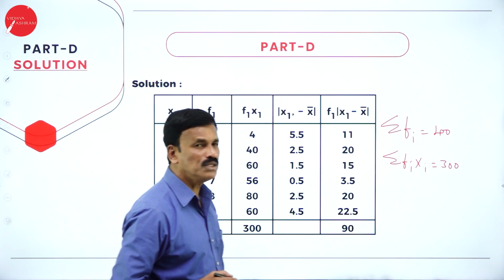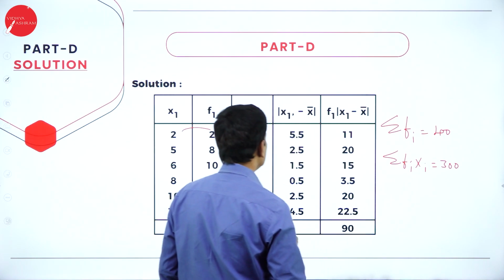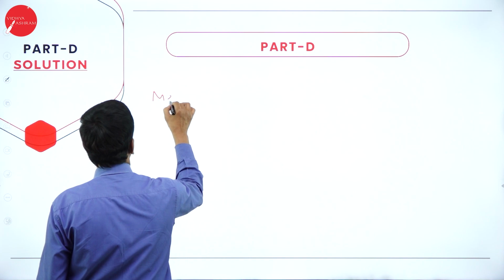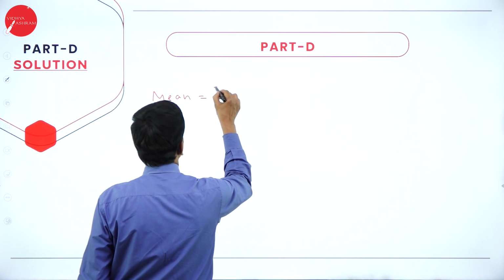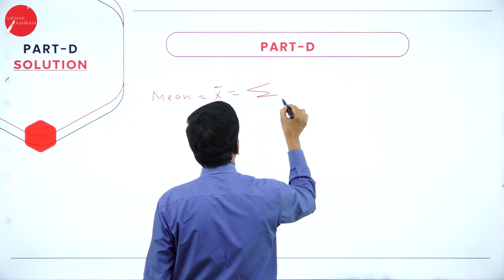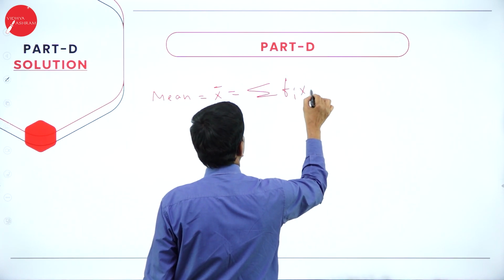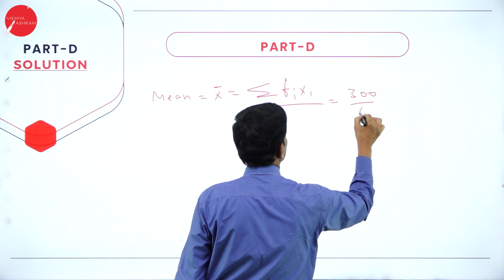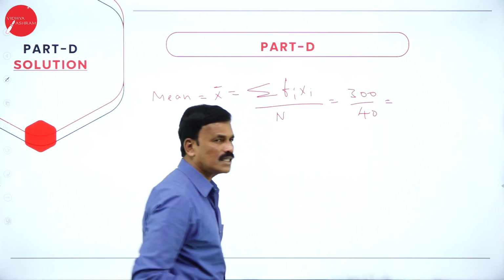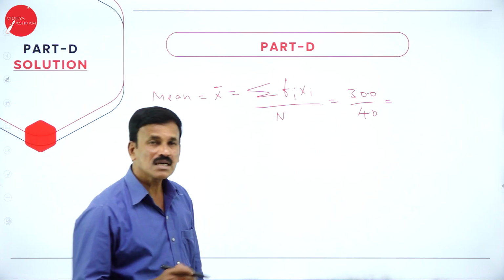Now find out the mean. Mean x bar is equal to sigma Fi xi divided by n. So that is 300 divided by 40. What is this equal to? 7.5.